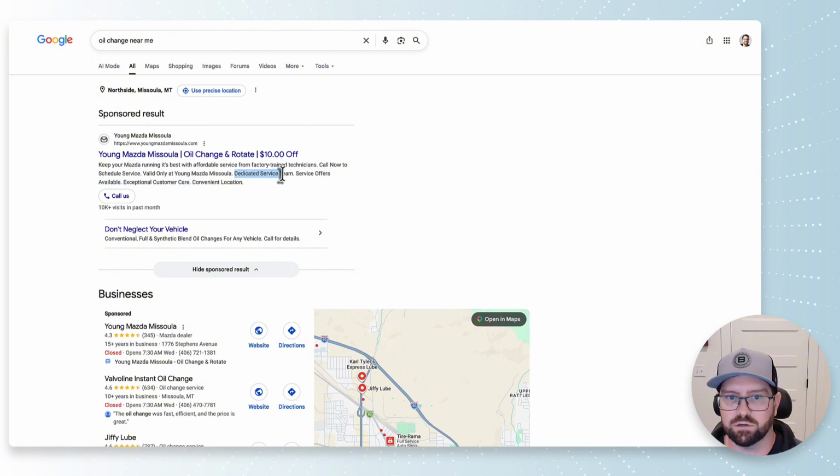So dedicated service team, service offers available. I'm not sure what that one's all about. Exceptional customer care, convenient location. It's sort of like the reasons why somebody would want to choose your business, essentially. And that adds an additional line of text. So the idea here is the more room that your ad takes up on the page, the higher the chance that somebody's actually going to click on it.